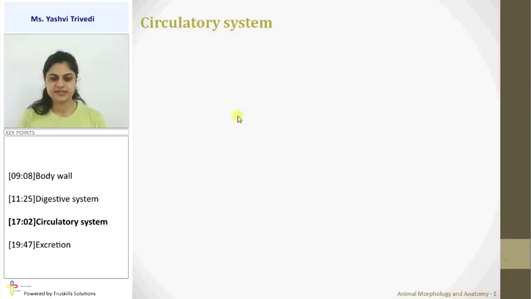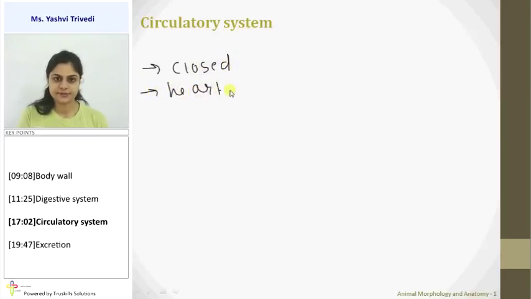Next is circulatory system. The circulatory system of earthworm is of closed type, that is, it has a heart, blood vessels and capillaries.